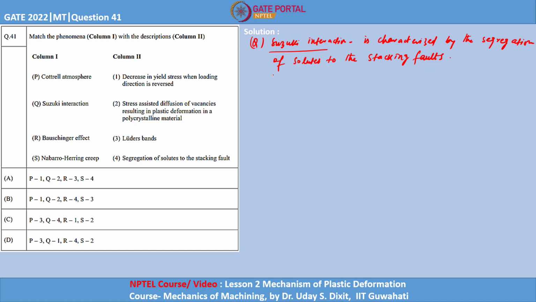So for example, when a dislocation in an FCC system splits into two partials, then in that case what will happen? An HCP stacking fault will be created, right?